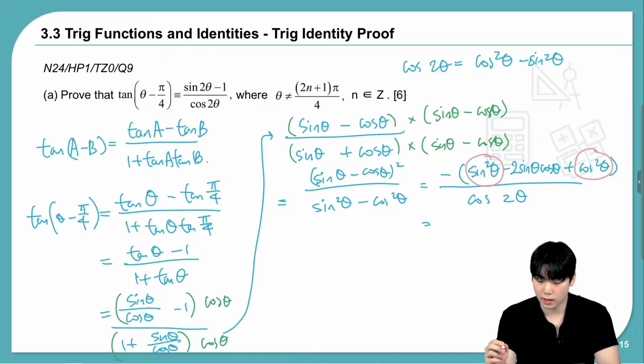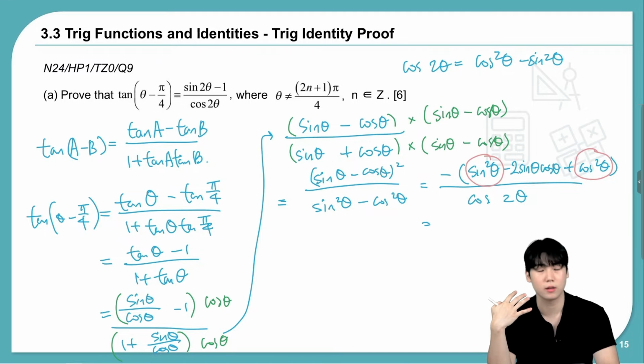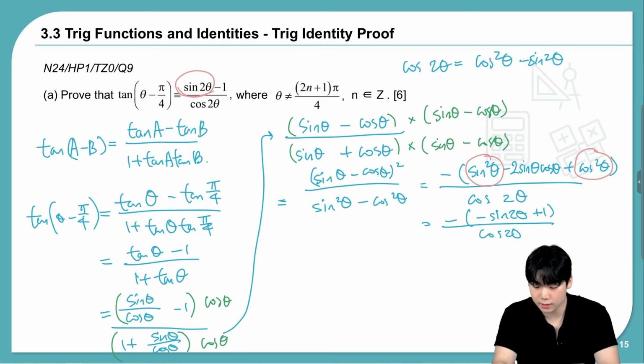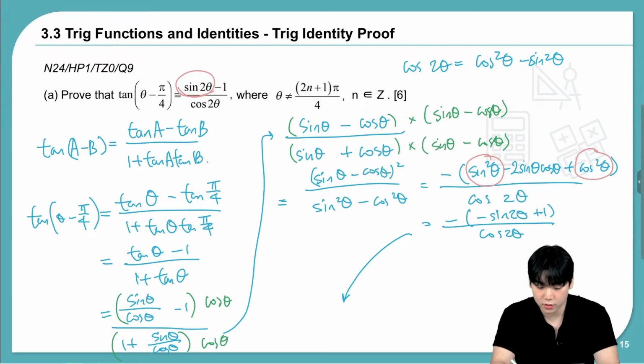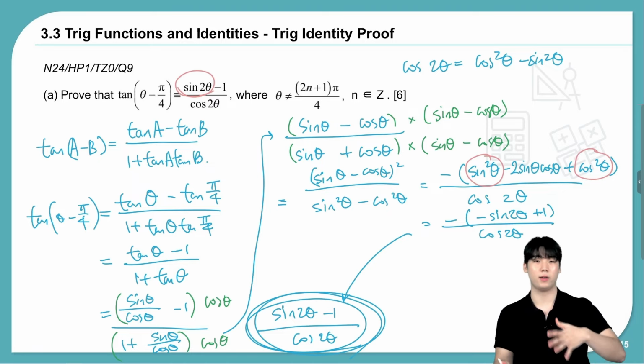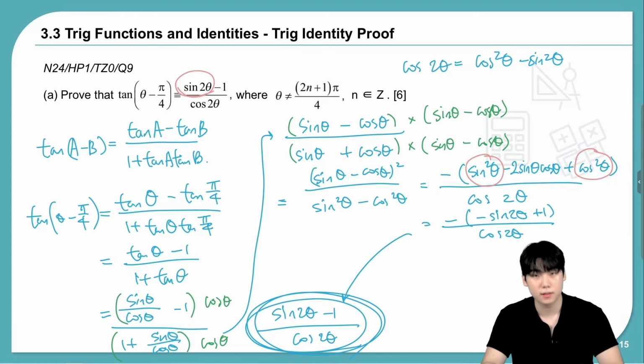And we know that 2 sine theta cosine theta is equal to sine 2 theta. From here, that's the double angle formula. So I have minus sine 2 theta plus 1 over cosine 2 theta. Our final answer is sine 2 theta minus 1 over cosine 2 theta. That is our final answer. I kind of went here and there. Hope that made sense. Okay.